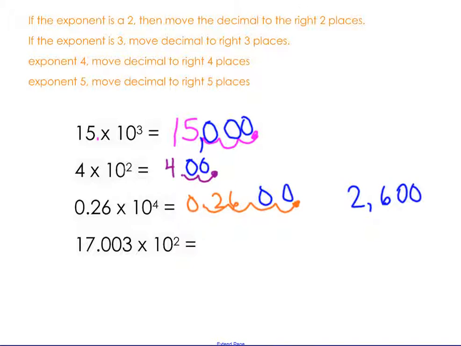Now next we have 17 and 3,000ths, and we're multiplying that by 10 to the second power, or 10 squared. So we're going to move the decimal to the right 2 places. So we will move the decimal to the right 2 places, 1, 2. And in this case, we don't need to put any 0 placeholders because there were already numbers there that we moved under. So our answer is 1,703/10. So that is the answer. That is how you multiply by powers of 10.